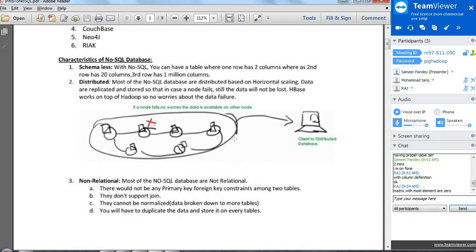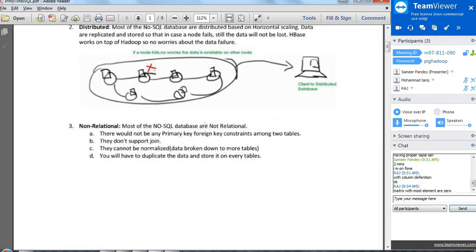HBase is all about running on top of Hadoop. So there is a replication factor involved. When there is a replication factor involved, in case of node failure, you can get your data, right? Also, it's distributed, so it adds the advantage of having seamless storage capacity, right? So that is the benefit of having distributed.